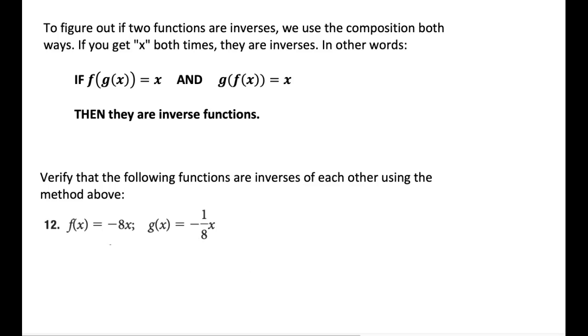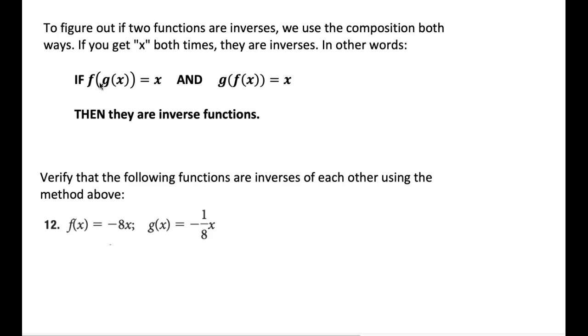Okay, so to figure out if two functions are inverses, we use the composition both ways. And if you get x out both times, they're inverses. So this is how you find if two things are inverses of one another. So let me say that again. If f of g of x is x, and g of f of x is x, then they are inverse functions. Pause the video, write that down, put a big box and a star around it.